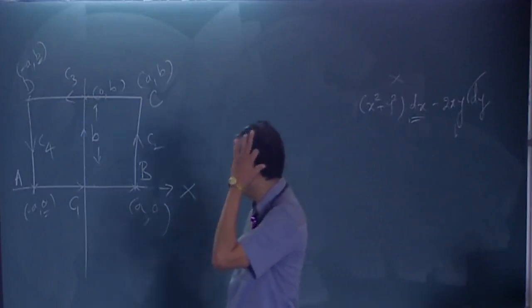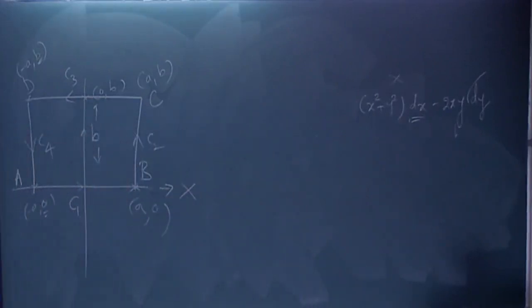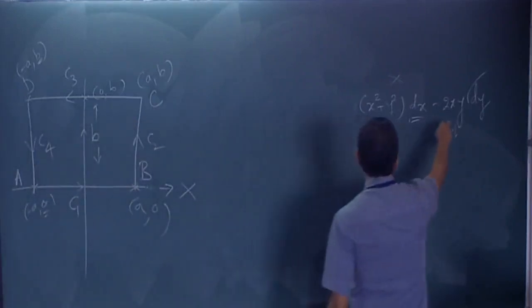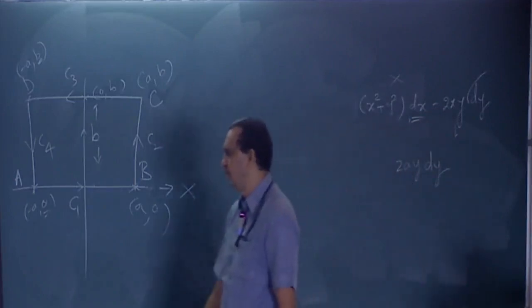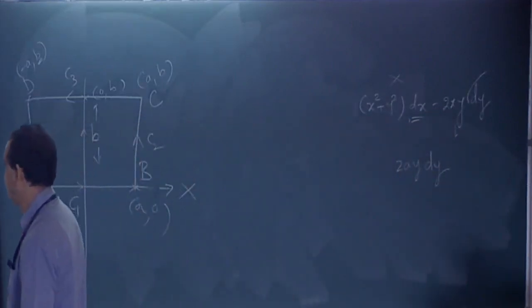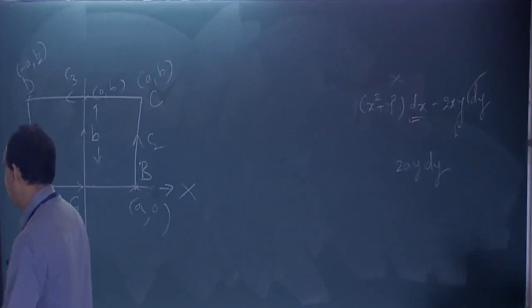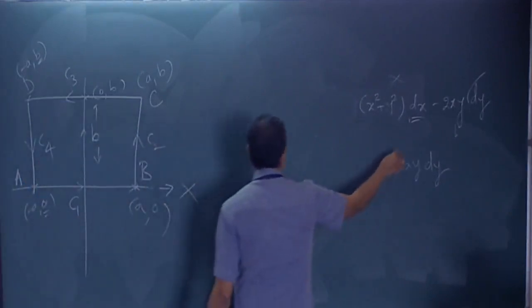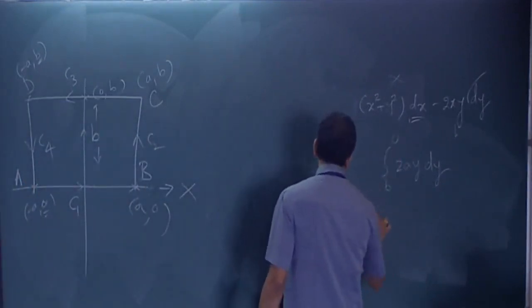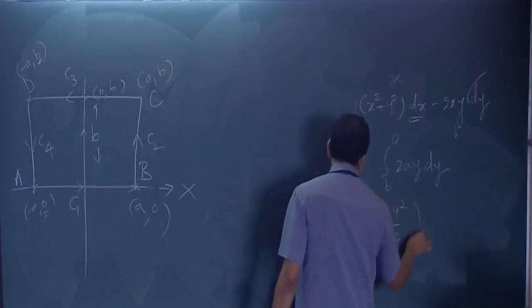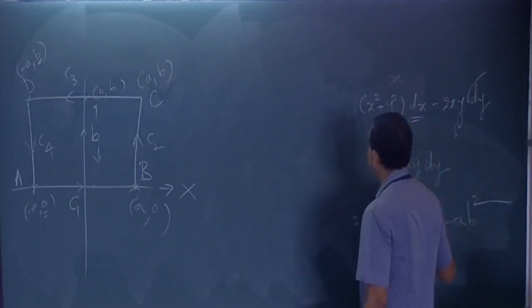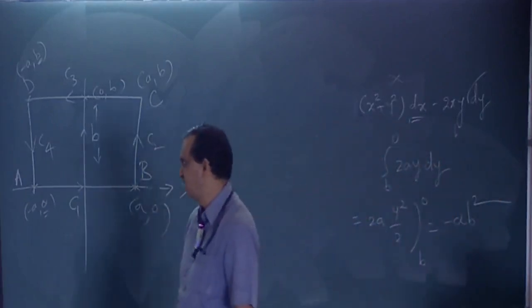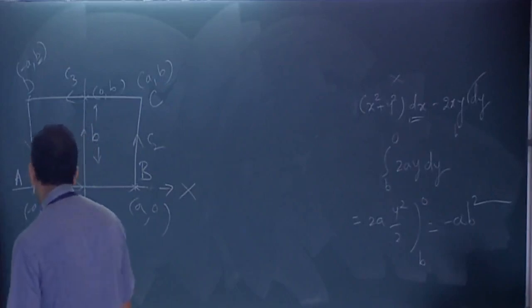Clear? So again, we are going to substitute x is equal to minus a, and hence the second term becomes plus 2ay dy. Is it correct? 2ay dy. Where is it? Yes, 2ay dy. And what are the limits of y? B to 0. So when you integrate this, you get y square by 2, and we'll get the answer minus ab square, right? So minus ab square is the last curve answer.